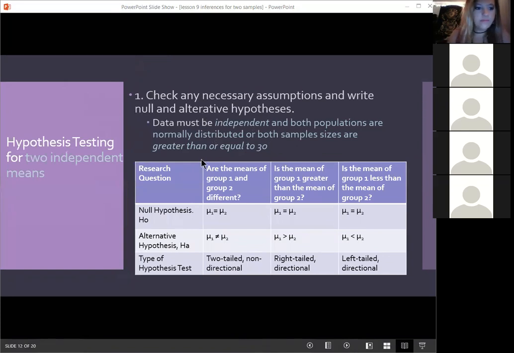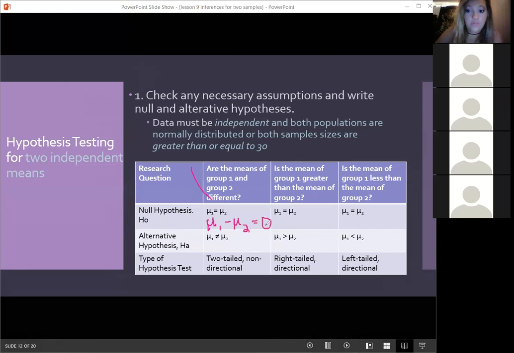And once again, we do have our table down here, and you can see here that we have our mu1 equals mu2. Another way to write this, which has helped a few people that I've talked to, is mu1 minus mu2. This could also be mu1 minus mu2.